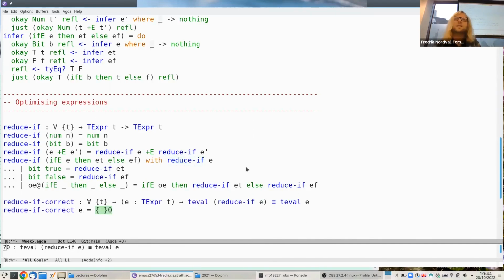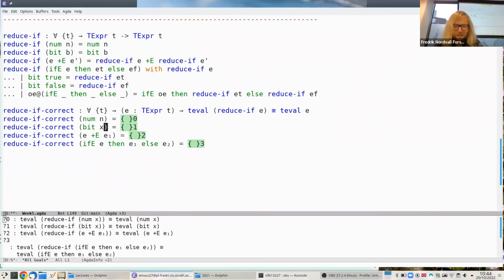This is saying it's correct in the sense that we didn't change the meaning of the program, right? You're right, it makes no guarantees that this is actually smaller. I mean, you could define the size of a program and then prove that the size of reduce if is less than or equal, or we could write a step counting version of the evaluator and prove that the number of steps is at most.